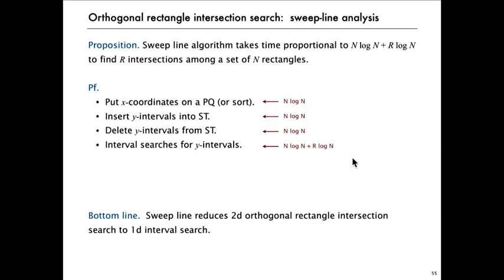So the bottom line is that the sweep line algorithm takes this rectangle intersection problem and reduces it to 1D interval search, and we have an efficient algorithm for that problem, and that enables us to solve the problem in linearithmic time instead of quadratic time. That definitely enabled new progress in technology, and it's a fine example of the importance of algorithmic technology.